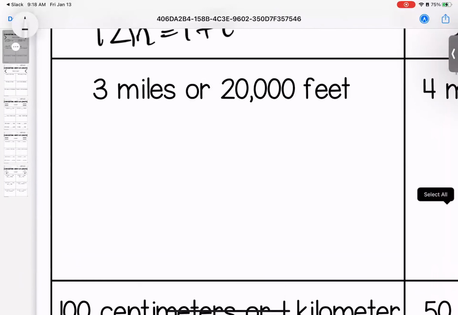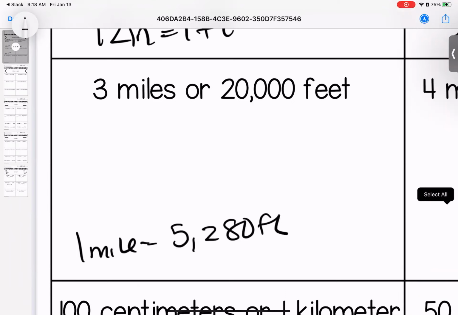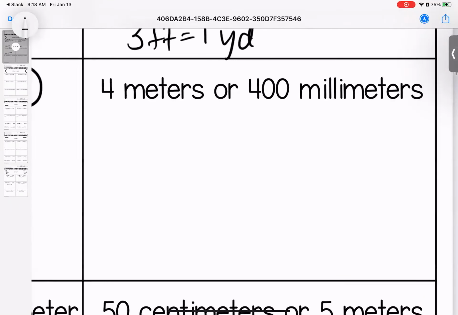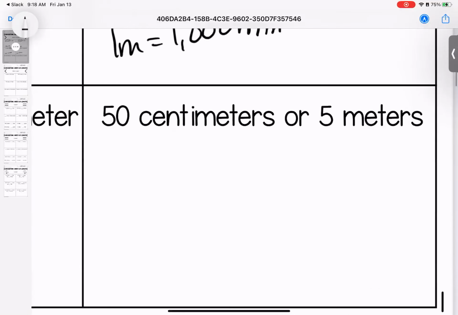Coming down here, 3 miles or 20,000 feet. 1 mile is equal to 5,280 feet, which means 20,000 feet is going to be greater. 4 meters or 400 millimeters. 1 meter is 100 centimeters, and you would multiply that by 10. So 1 meter equals 1,000 millimeters, which means that 4 meters is greater.